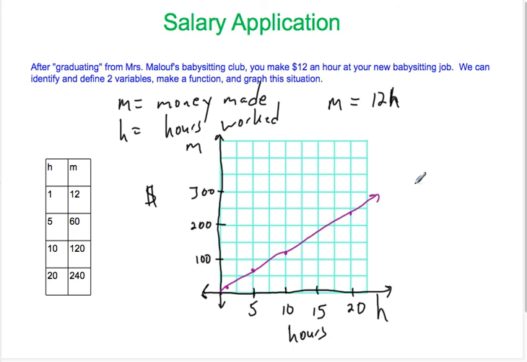That's how you can graph information from a story problem or from a chart or from an equation, and this is how graphs in magazines and newspapers and on the internet are made.